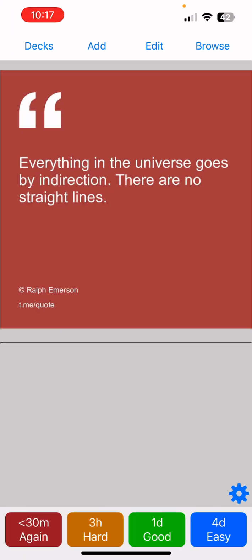Everything in the universe goes by indirection. There are no straight lines.